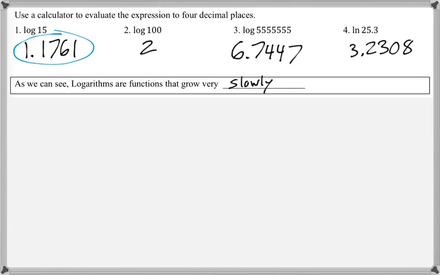If you plug in 100, you're all the way up to 2. If you plug in this huge number, you're only up to 6.7. So it's growing extremely slowly. And again, this is the opposite of the exponential functions, which we dealt with in the previous section.